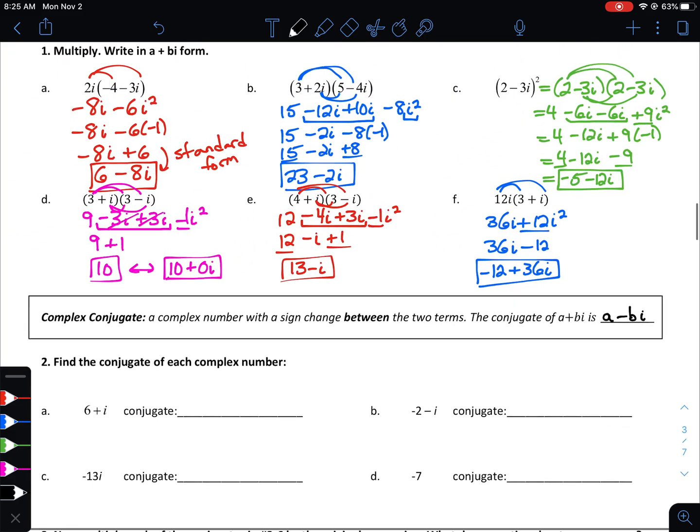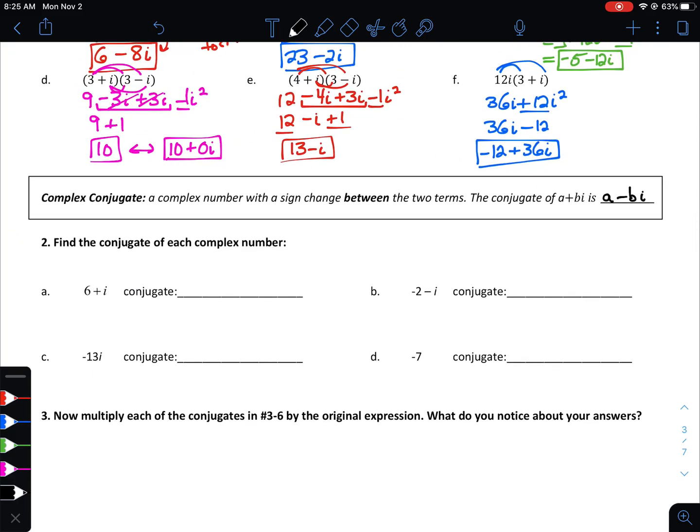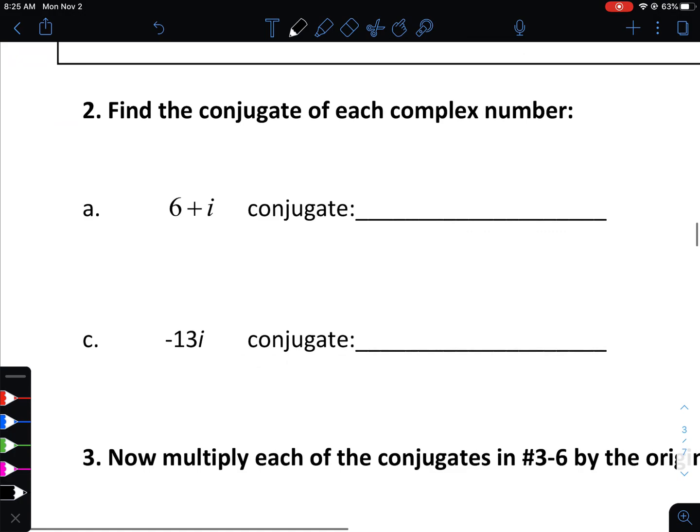So let's just do some practice with finding the conjugate for some complex numbers. In example A, you've got 6 plus i as your complex number. The conjugate then would be to change the middle sign to be a subtraction, so 6 minus i. Notice that when you change the sign, you only change the sign in the middle. So we're not putting a negative in front of the 6. We're only changing the plus in between to being a minus sign instead.